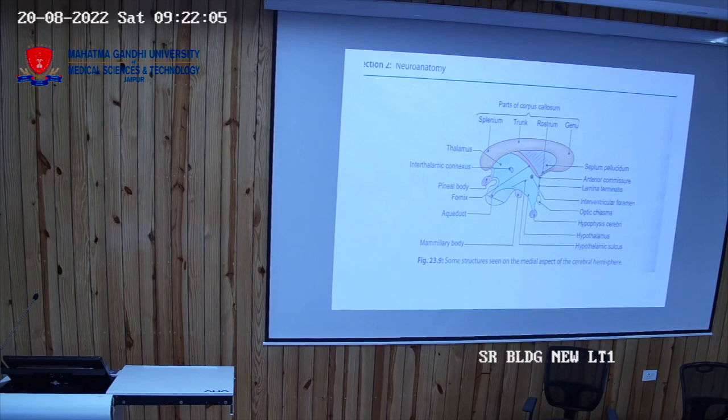Okay, clear? And another thing, see here, what it is? Cerebral aqueduct. This is the part of midbrain. This is cerebral aqueduct. Through the cerebral aqueduct, the third ventricle continues with the fourth ventricle. Clear? That is all about up to this part.